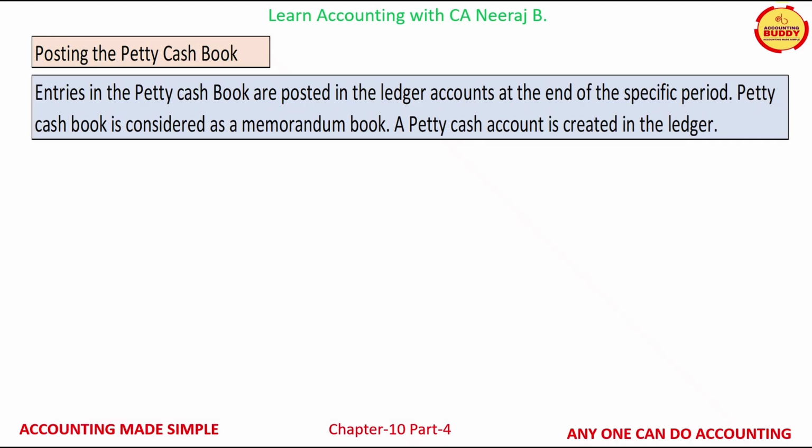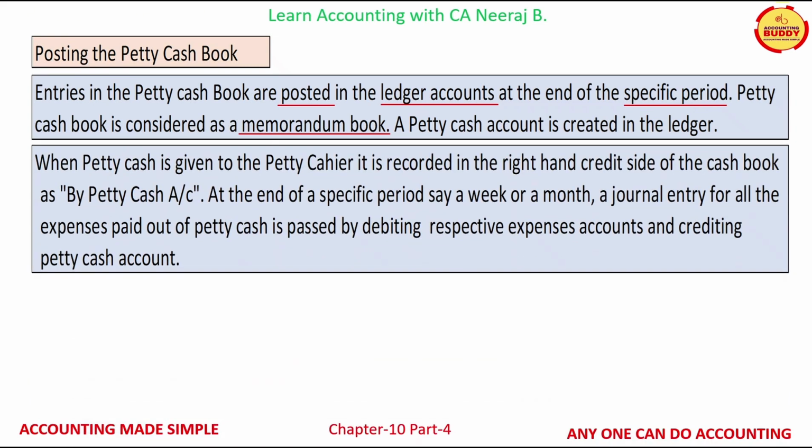Entries in the petty cash book are posted in the ledger accounts at the end of a specific period. The petty cash book is considered a memorandum book. A petty cash account is created in the ledger when the petty cash is given to the petty cashier. It is recorded on the right-hand credit side of the cash book by writing the words "by petty cash account." At the end of a specific period, say a week or a month, a journal entry for all the expenses paid out of petty cash is passed by debiting the respective expense accounts and crediting the petty cash account.